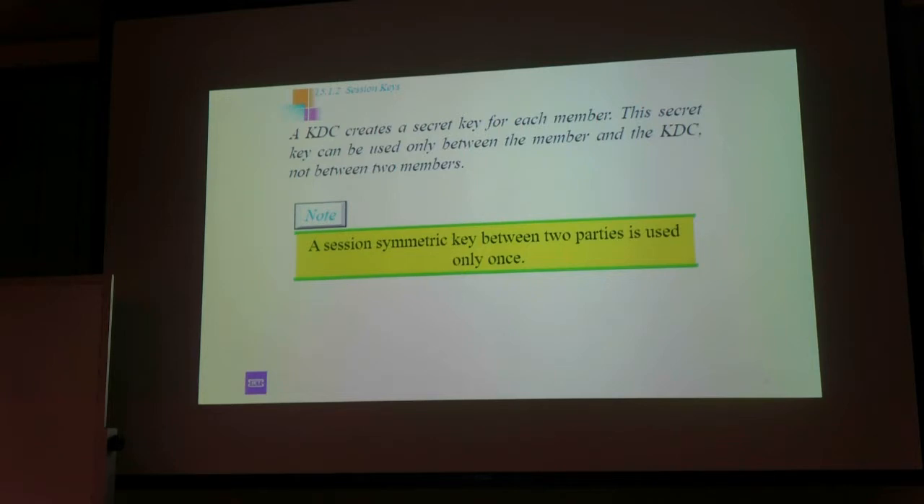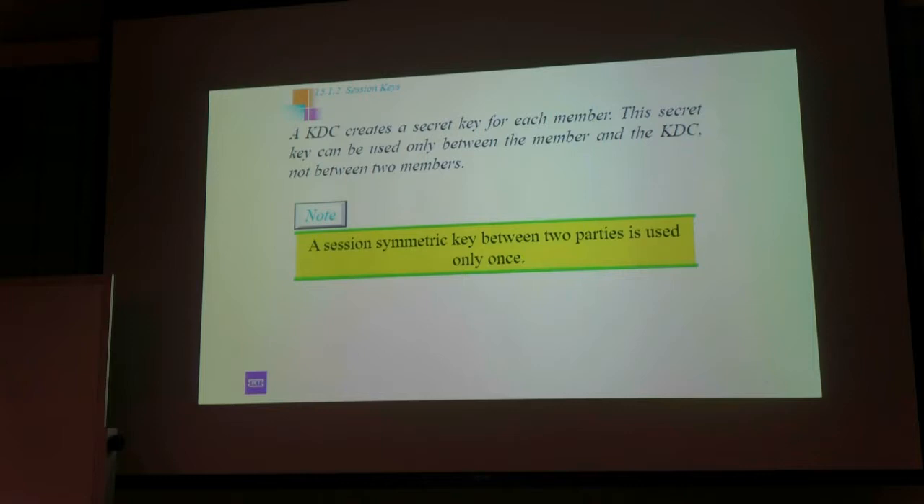A KDC creates a secret key for each member. This secret key can be used only between the member and the KDC. So you're connected with one KDC, and there's a shared key between you and that KDC. That's all you have to worry about, but not between the members.